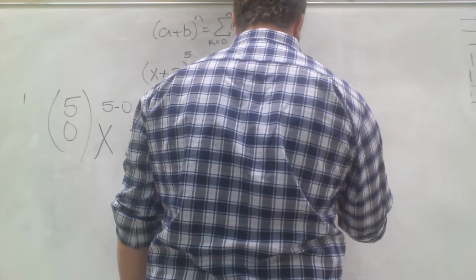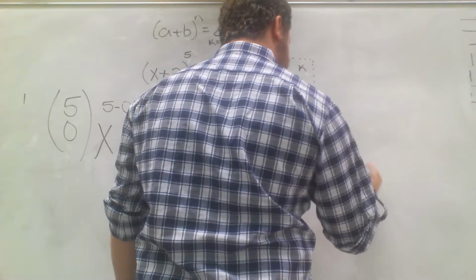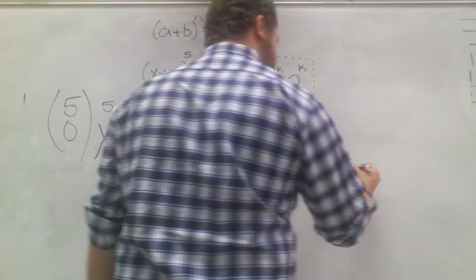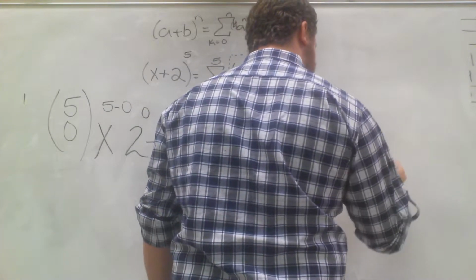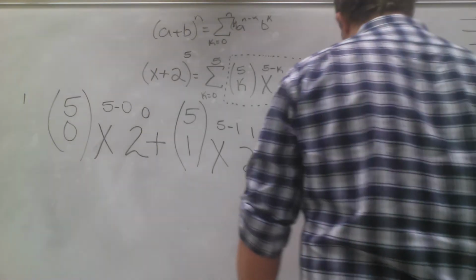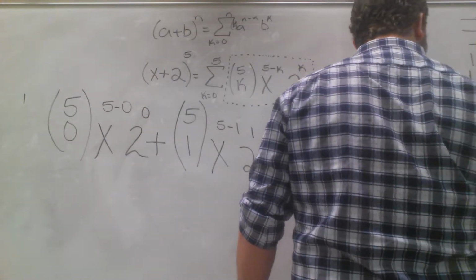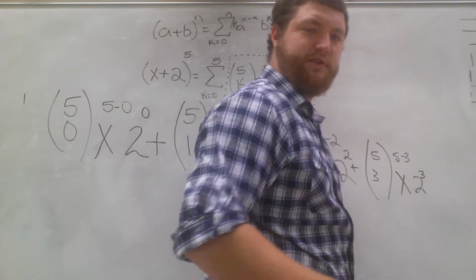So I'm going to start writing smaller. So I do x to the 5 minus 2 times 2 to the 2, alright? Plus 5 over 3. And I'm going downhill. Holy cow, real fast. X to the 5 minus 3, 2 to the 3. Can you still see? Yes, you can.